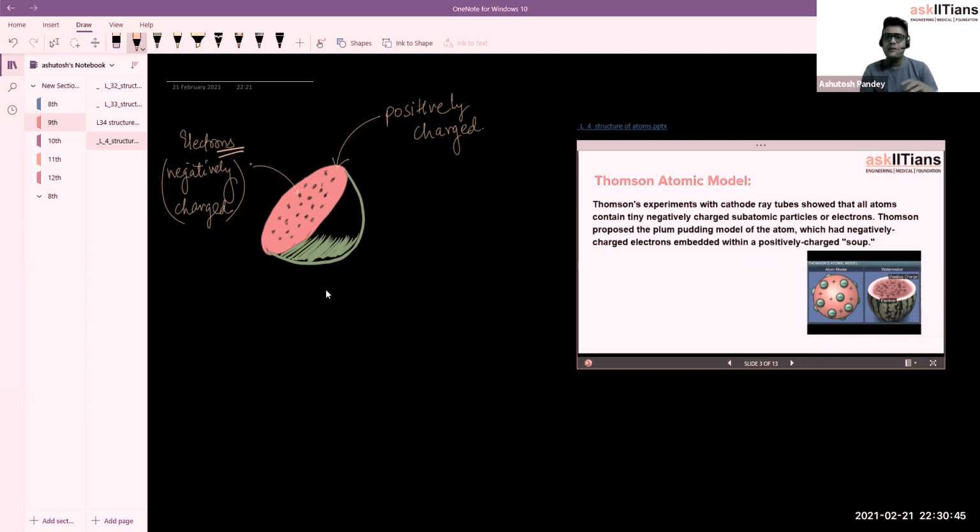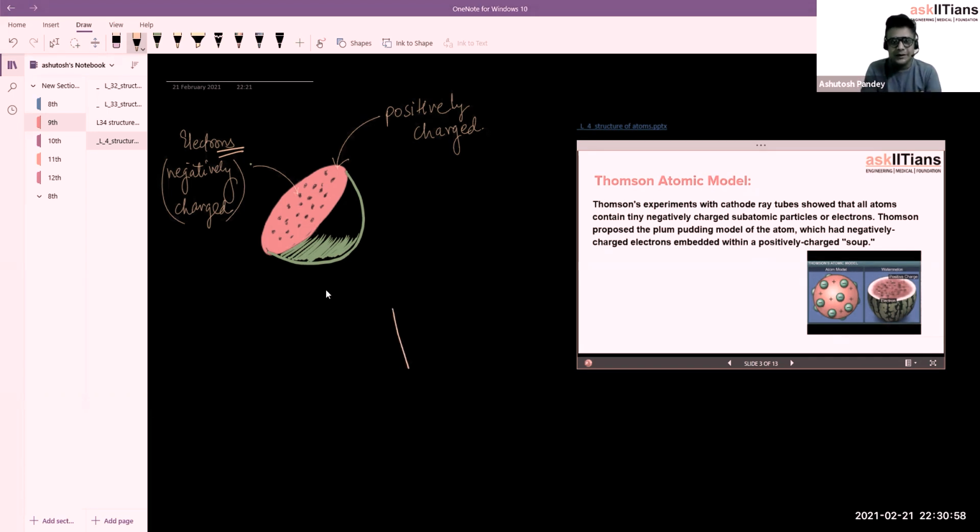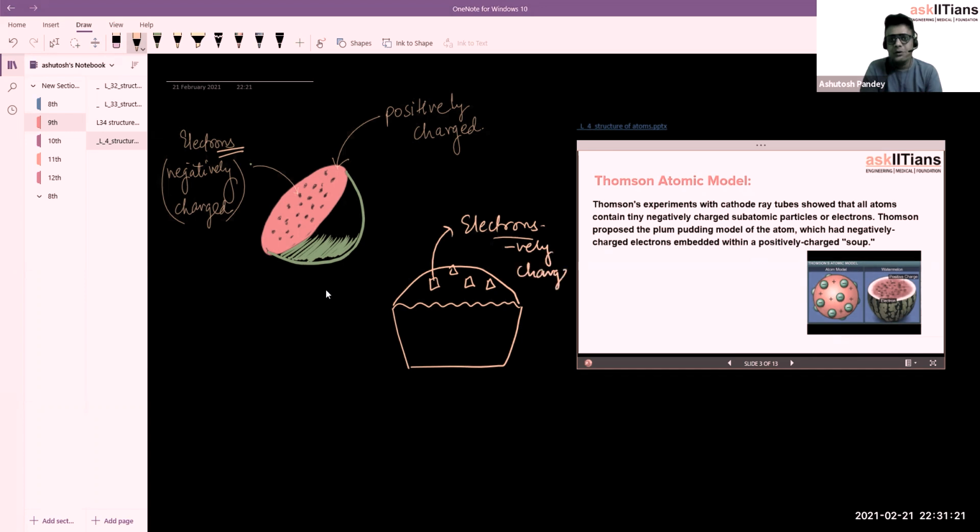Thomson's experiment with cathode ray tubes showed that all atoms contain tiny negative particles, and these subatomic particles are called electrons. Thomson proposed the plum pudding model. He also explained this by giving the example of a plum pudding, where there are cherries on the pudding. He proposed that these cherries are like electrons, negatively charged. They are the same thing: seeds in the watermelon, and cherries as negatively charged particles embedded in the pudding.